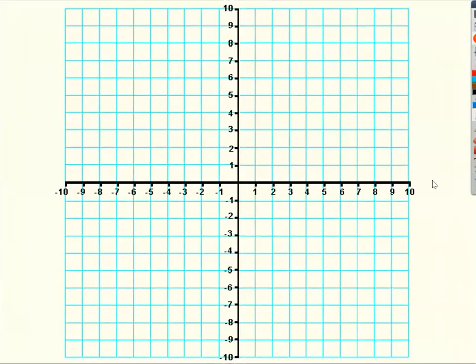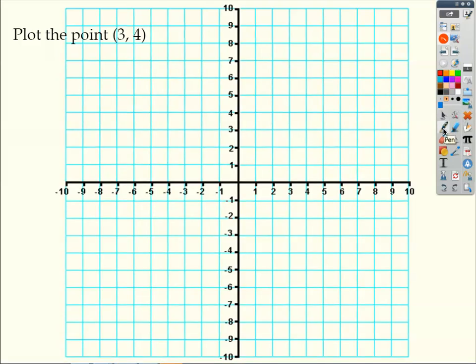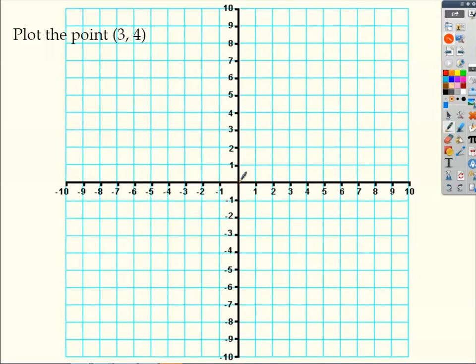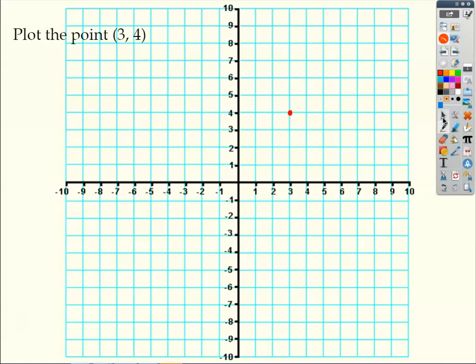All right, so we need to go ahead and plot these points, right? So let's do it. If I want to plot the point (3, 4), I start at the origin, I go right 3 units, right? Go along the x-axis to 3, and then we go up to positive 4, and we plot that point. That's it. That's plotting a point.